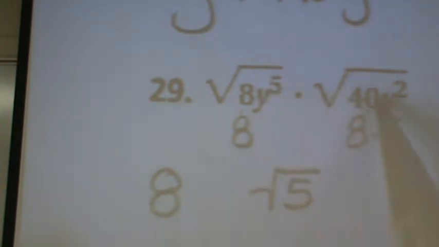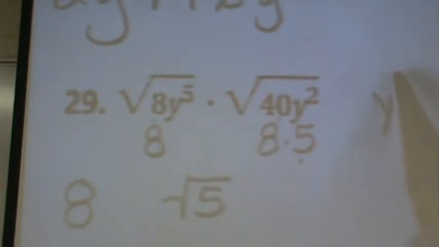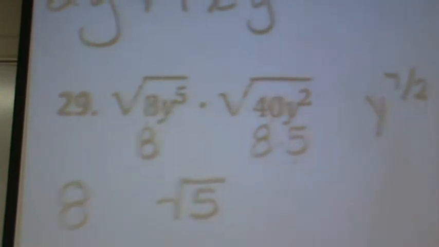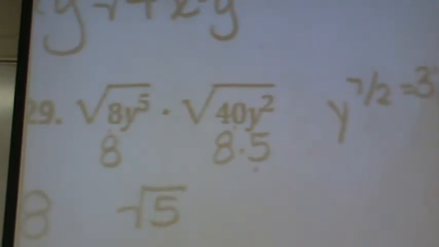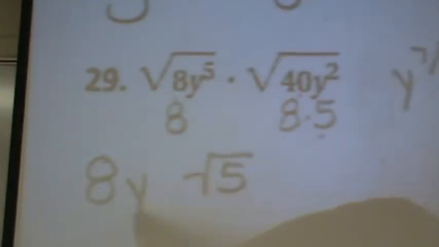We've got 7 y's. So turn that into 7 halves, which is 3 1/2. So it's going to be y to the 3rd power, but 1 left over.